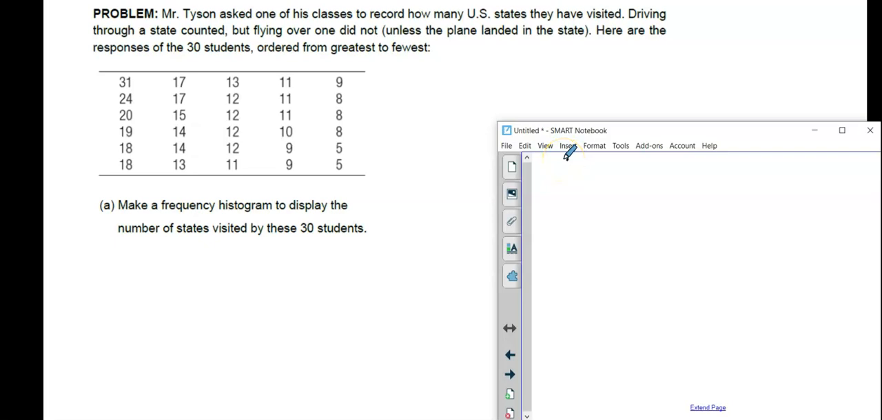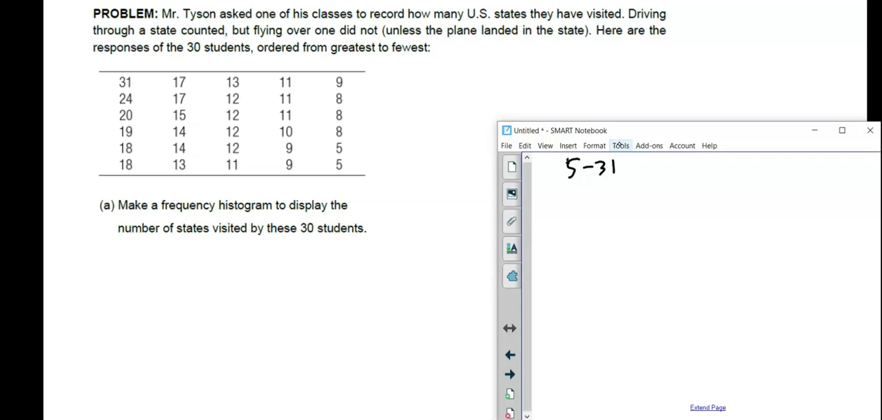So I just want to talk to you about how you do this by hand, or at least how you start out. Here there's a bunch of 30 students. So we need to figure out, the lowest, I'm just writing down so I can have a bearing. The lowest I see is like a 5. The biggest I see is 31.